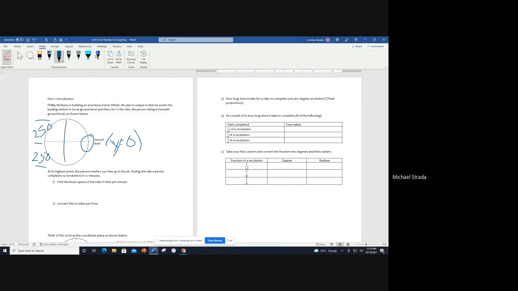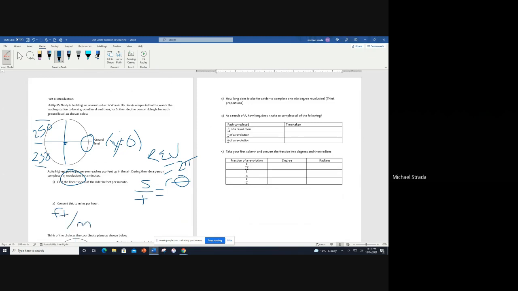So basically, that should enable you to figure out an important component. Find the linear speed of the rider in feet per minute. Remember, linear speed is arc length divided by time, and we can do that by r times theta. Realize they're making revolutions, so recall that each revolution equals 2 pi. So you want to have theta in terms of pi, and then realize your answer should be in feet per minute.